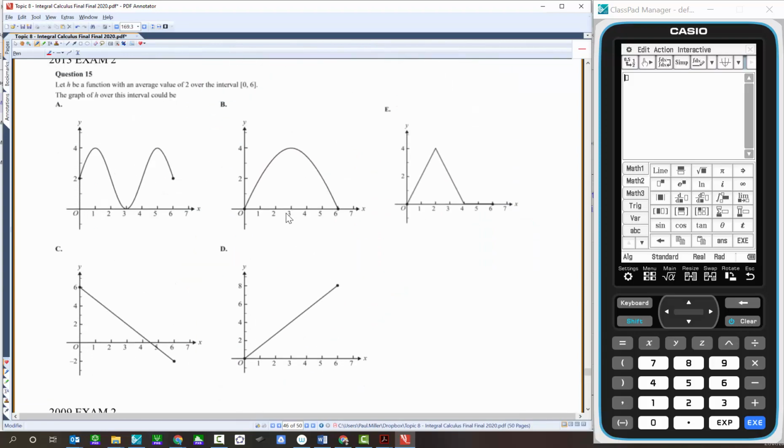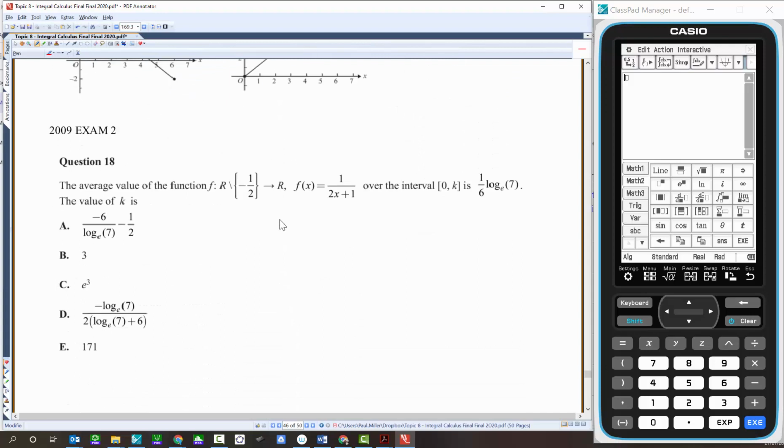Let's do this one after this question here. Okay, so question 18, the average value of the function, this function here, it's a hyperbola over the interval 0 to k, is 1/6 log E7. Okay, so 1/6 log E7 is going to be the answer. And let's get the average value over the interval 0 to k. So we're going to integrate between k and 0.